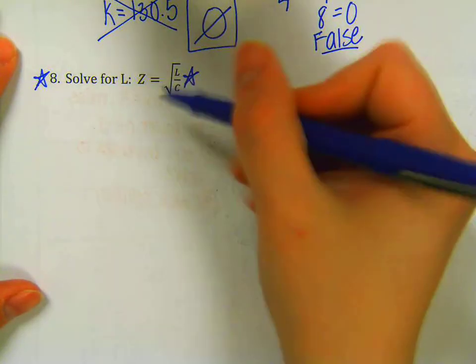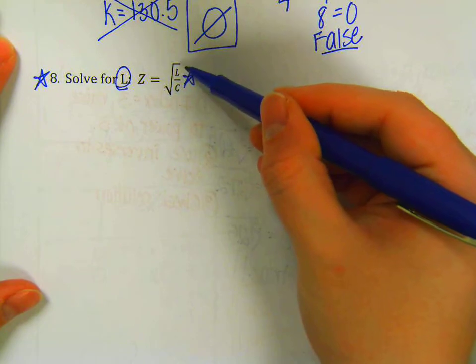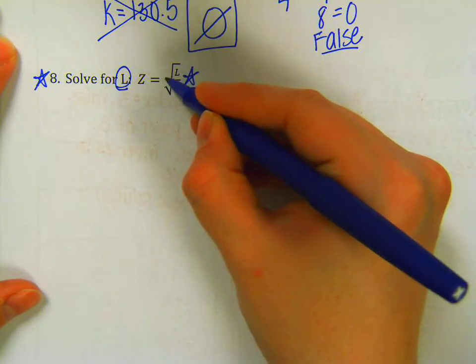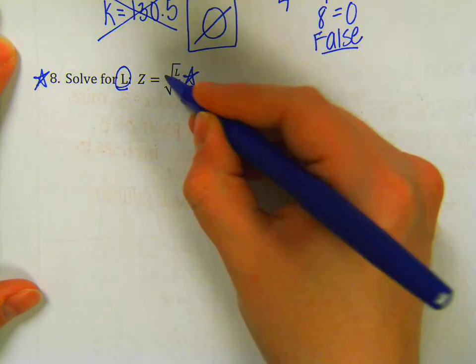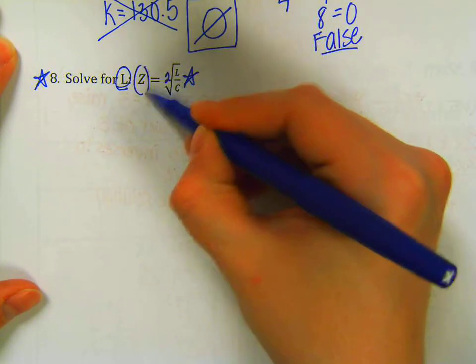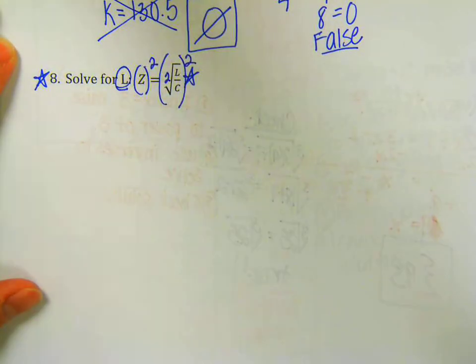I'm going to rewrite this. Actually, I don't even have to. So I'm solving for L. That means this L up here I need to get all by itself. So I have an index of what over here? 2. So I put it to what power? Yeah, so I'm going to put z to the second power, and this whole right-hand side I'm going to put to the second power.